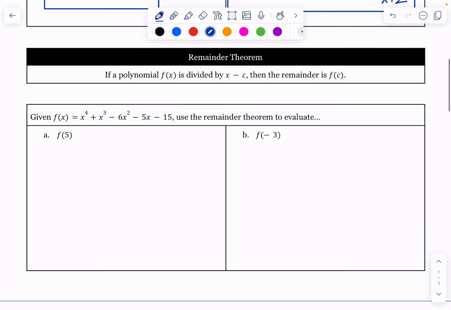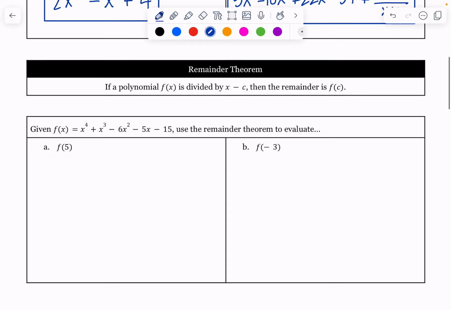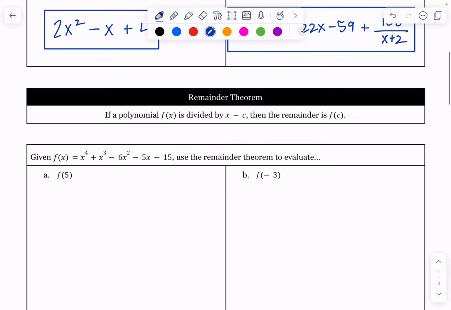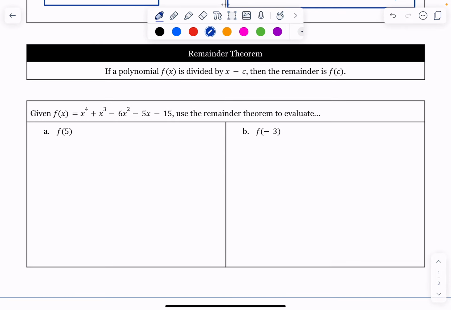Great. All right, this next section, it says remainder theorem. The remainder theorem says if a polynomial f of x is divided by x minus c, then the remainder is f of c. So just like up here, we have remainder of 0 and then 108. This says that if you plugged in c here, then our remainder would be the function evaluated at c.